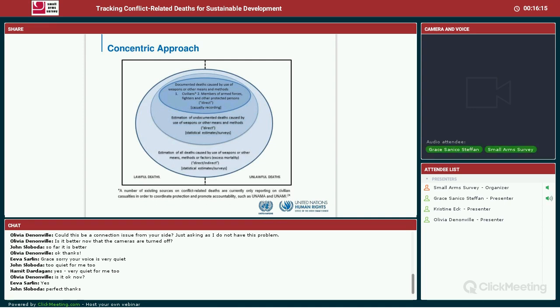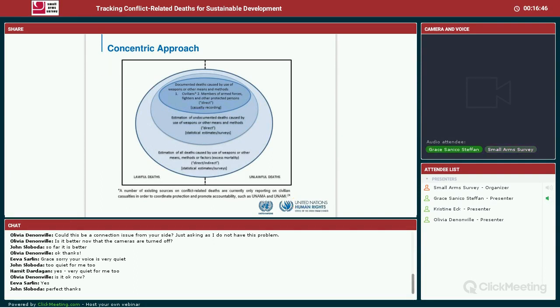So essentially, the methodology development and data collection follows a concentric approach. So as you will see in this diagram, you have three concentric circles. So we begin the development of the methodology and data collection with the documented direct debts, then estimation of undocumented direct debts, and finally estimation of indirect debts. So we begin with the methodology for documented direct debts.